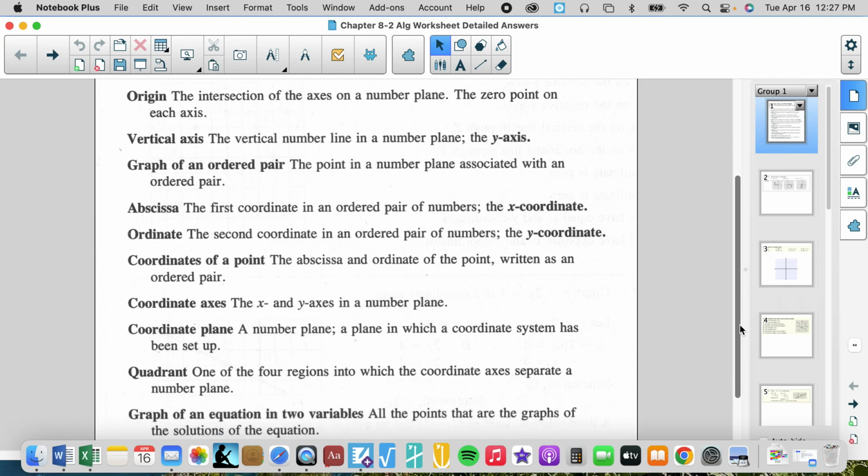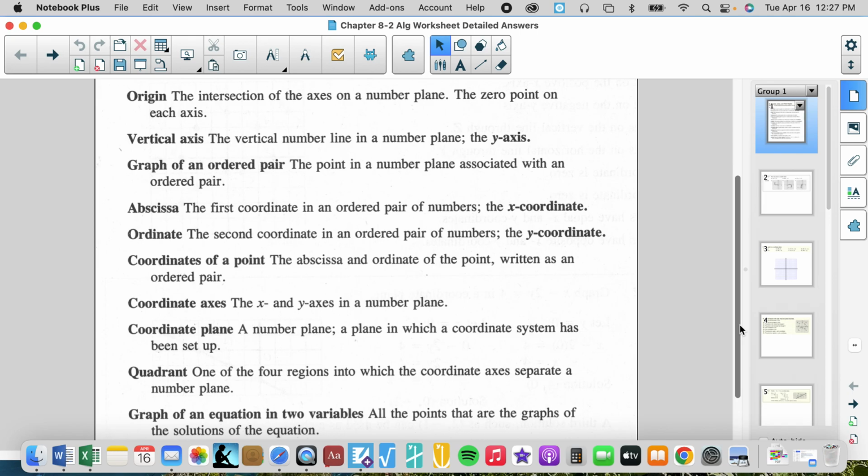Abscissa, I've never heard of that word. The first coordinate in an ordered pair of numbers, the x-coordinate. Oh, the abscissa and the ordinate. I guess I should know those. That's the y-coordinate. Coordinates of a point, the abscissa and the ordinate of the point, are written as an ordered pair. Coordinate axis, x and y axis.